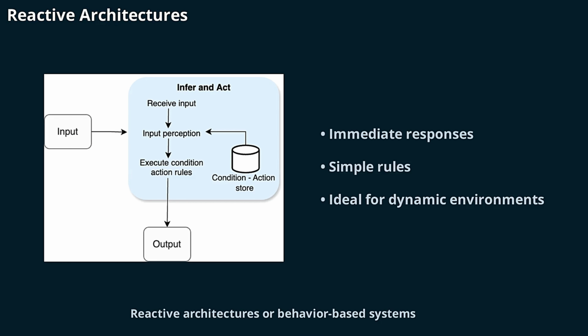Reactive architectures, or behavior-based systems, provide immediate responses to environmental stimuli. They do not rely on complex models or reasoning processes. Instead, they map perceptions directly to actions using simple rules or neural networks. This approach enables rapid, robust responses, making reactive architectures ideal for dynamic environments where speed and adaptability are crucial.